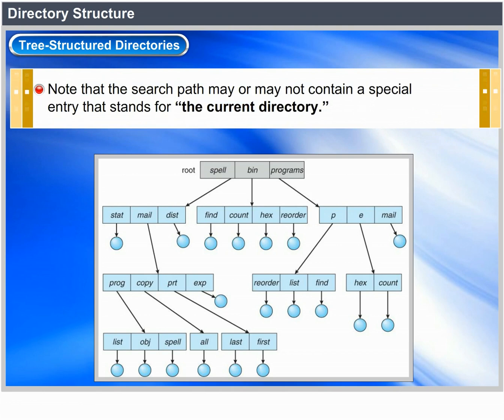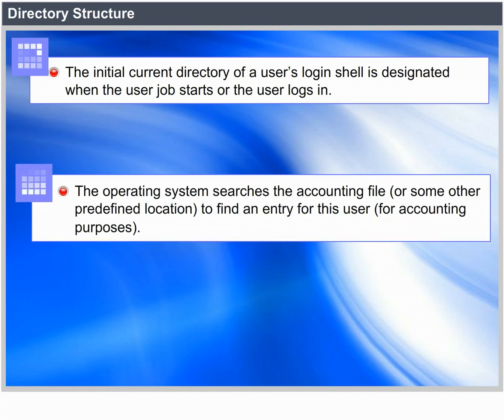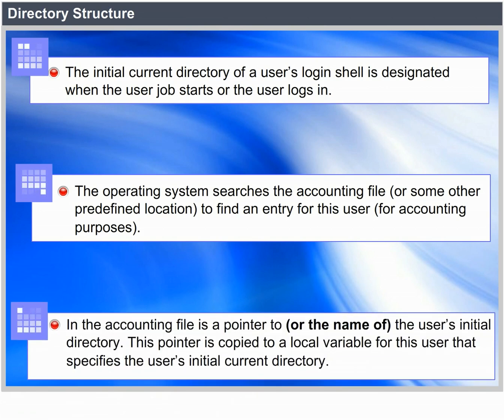The initial current directory of a user's login shell is designated when the user job starts or the user logs in. The operating system searches the accounting file or some other predefined location to find an entry for this user for accounting purposes. In the accounting file is a pointer to or the name of the user's initial directory. This pointer is copied to a local variable for this user that specifies the user's initial current directory. From that shell, other processes can be spawned.